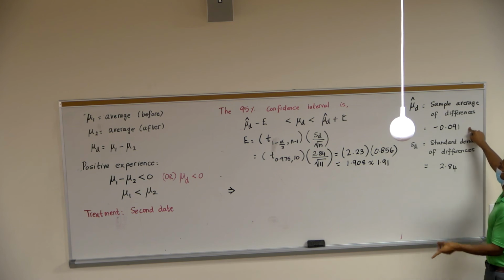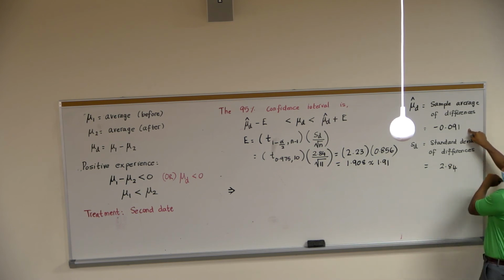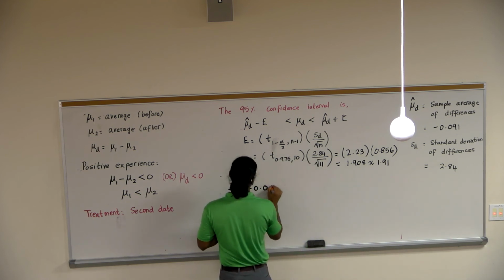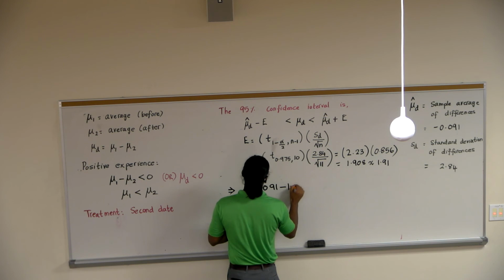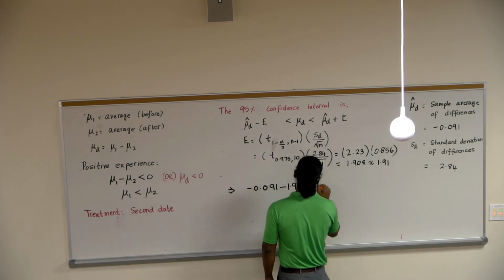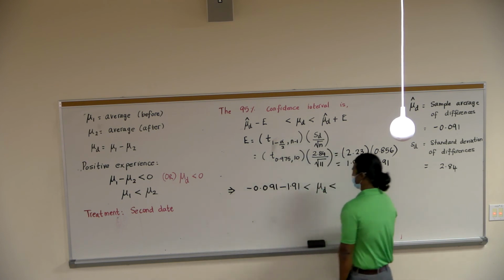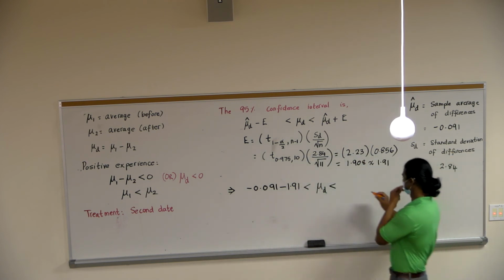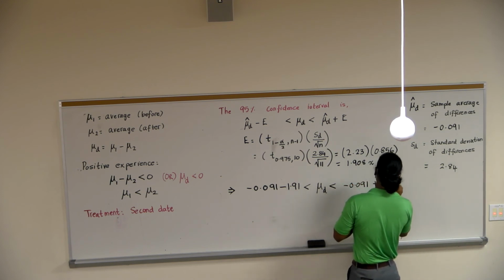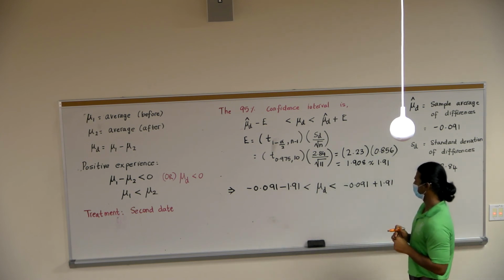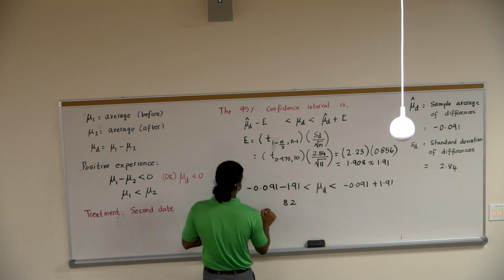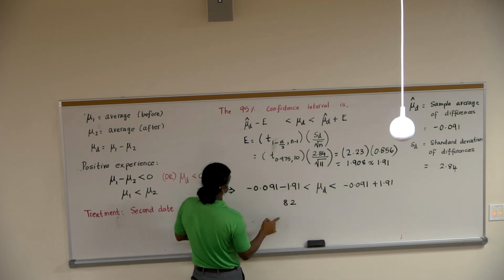We know the difference is negative 0.091. So negative 0.091 minus 1.91, subtracting the margin of error. And add 1.91 to that. And what do we get? That's 3, 2, 8, 1.